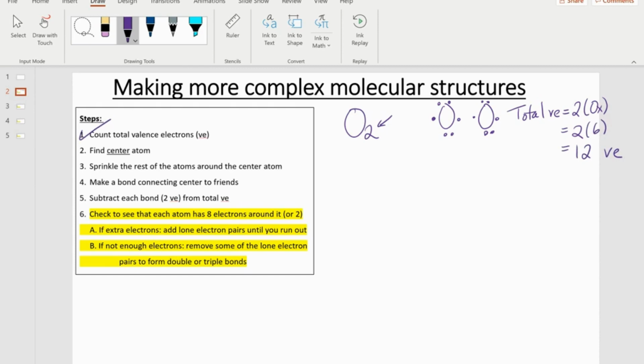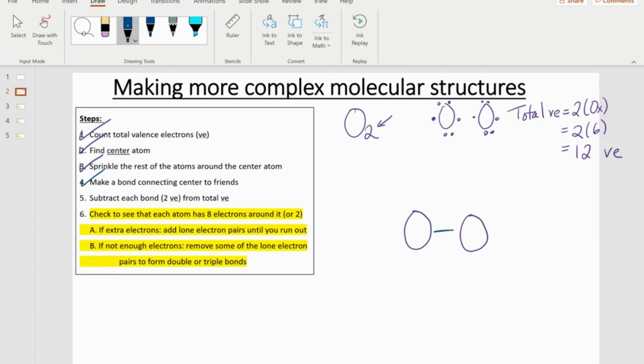So that's step 1. Step 2 is finding the center atom. Since we only have 2 oxygen and nothing else, they both kind of end up being the center atom, so go ahead and draw those 2 center atoms. Because there's only 2 oxygen and nobody else, there aren't really any other atoms we can put around it. All right, so now we're at step 4. We're going to make a bond connecting the center atom to its neighbor, or in this case, just connecting our 2 oxygen to each other.